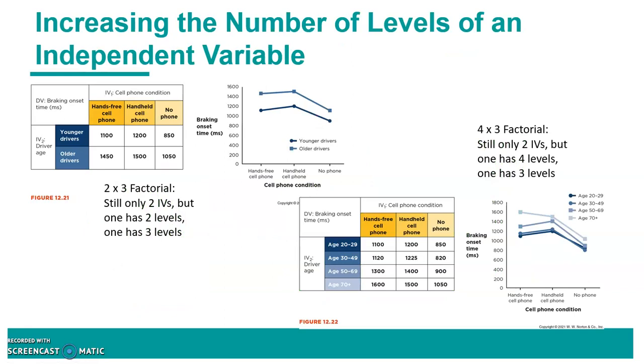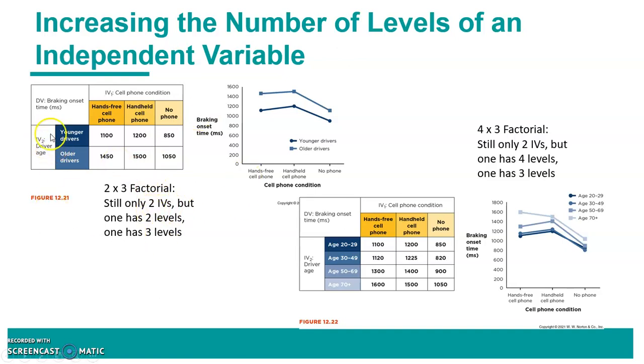Another way by which you can vary this factorial design is not limiting it to just a 2x2, but increasing the number of levels of an independent variable. Okay, so here's an example of a 2x3. There are still only 2 independent variables here, and that's important to keep in mind. It's just that one has 2 levels, one has 3 levels.